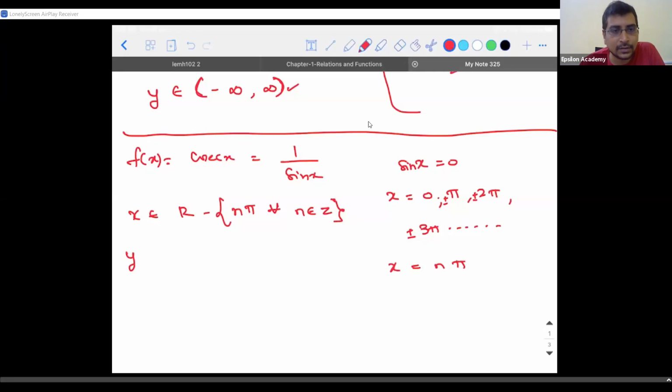Because it's reciprocal, no? Sin x and cosecant x are reciprocals of each other. They are not inverses. They are reciprocals of each other. Reciprocal means a by b and b by a. These are called the reciprocals. So y will generate any real number except between minus 1 and 1.